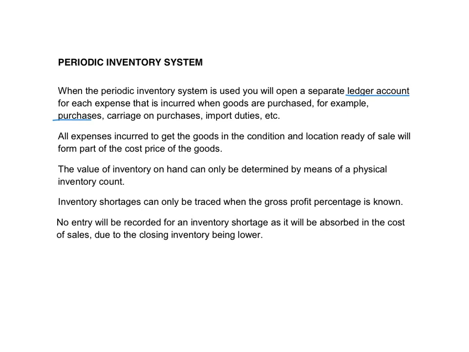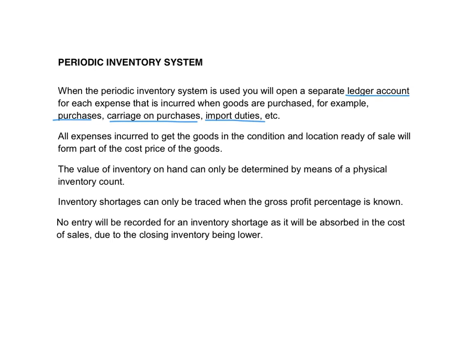You will have a carriage on purchases account for the expenses that you pay to get the goods to your premises, and you will have an import duties account to pay for the import if you purchase the goods from an overseas country. All these expenses will form part of the cost price of the goods. So all expenses that you pay to get the goods into the condition that you want to sell it and at the location will form part of the cost price of the goods.